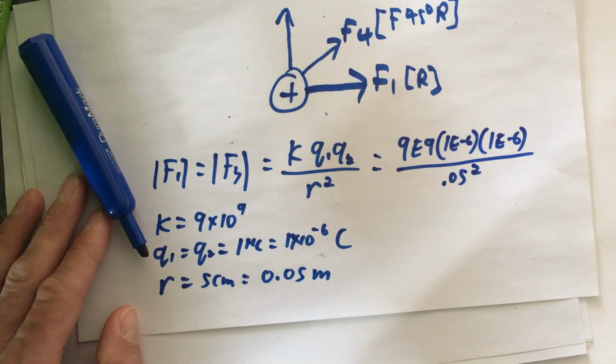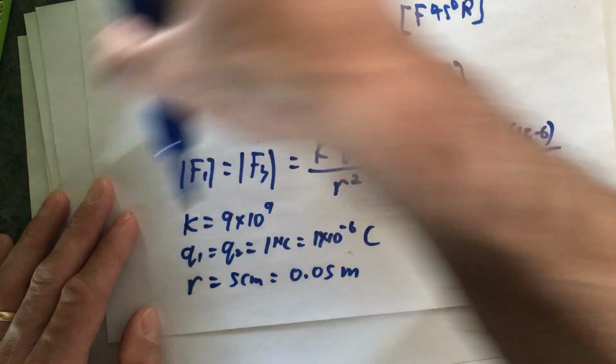So I've got 9 times 10 to the 9 times 1 times 10 to the negative 6 times 1 times 10 to the negative 6. And then the whole thing is divided by 0.05 squared. And that gives us 3.6.